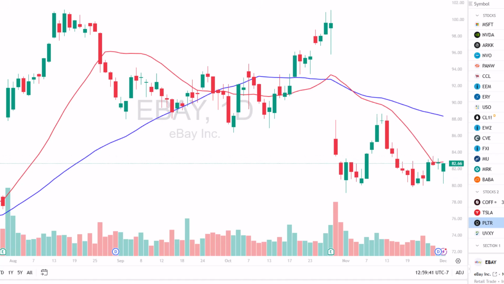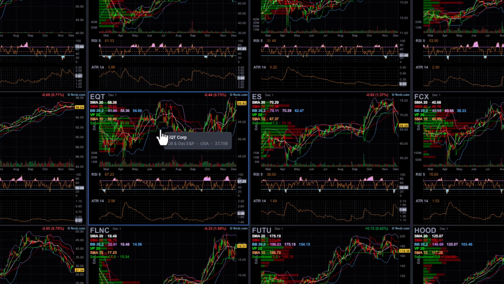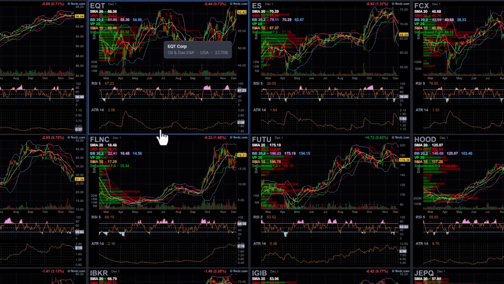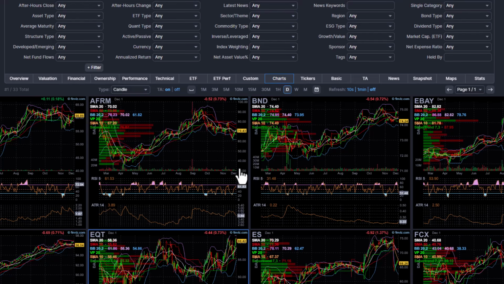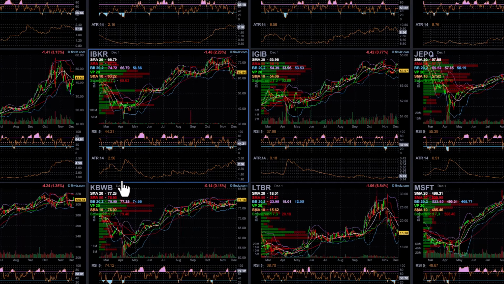But if we go back through some of these others, I'm going to take EQT, which is up near the highs. I'm just kind of looking for stocks that are up maybe against those highs. That might be an example of what we're referring to here.